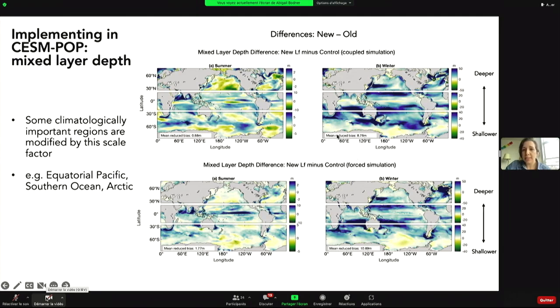I will just note that down here on the left, this is the mean reduced bias between the new parameterization and observations. And we can see that we reduce the bias quite significantly, especially in the winter, by about 10 meters globally on average. This is compared to the control run. So we do see some improvement, and where we see the improvement is going to be important moving forward. So that's something that we're currently looking at.